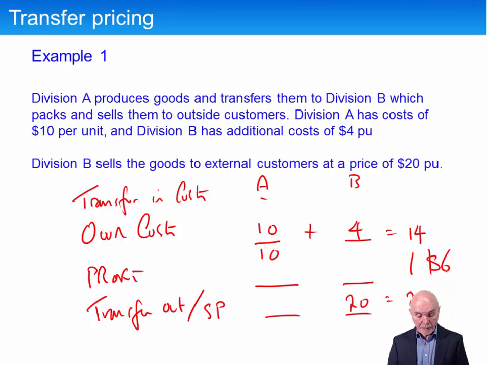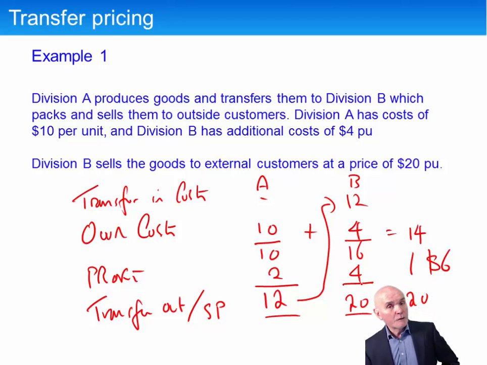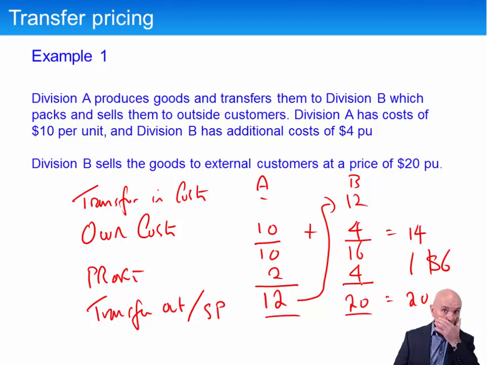So if we put a transfer price in here, for example, of 12, then the profit here will be 2. The profit here will be 2. And this is then transferred up there at 12. We have transfer in costs plus own costs giving us 16. And we have the 4 there. And both parties will be willing to operate at that transfer price.